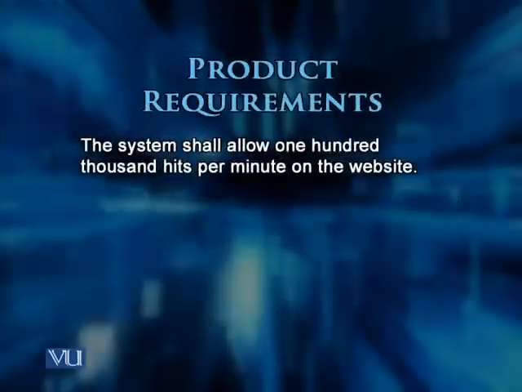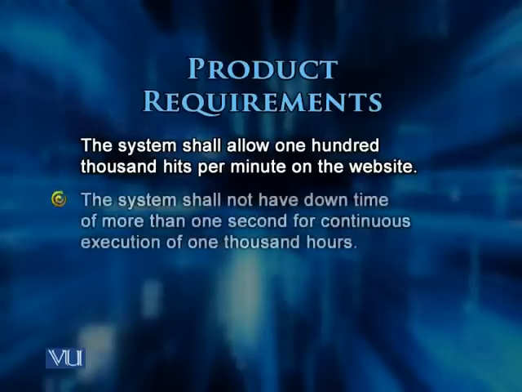As an example of these requirements, let me quote just a couple of them. For example, the system shall allow 100,000 hits per minute on a website. Now this is an example of product requirements. The system shall not have downtime of more than 1 second for continuous execution of 1,000 hours. Remember this? We had something like this when we were talking about reliability aspects of quality.